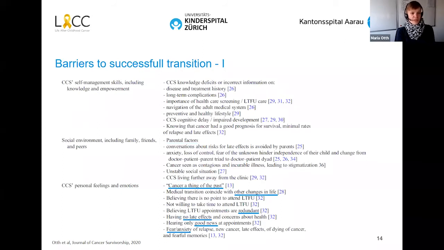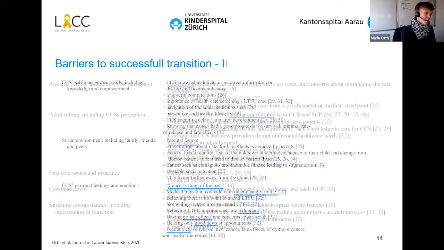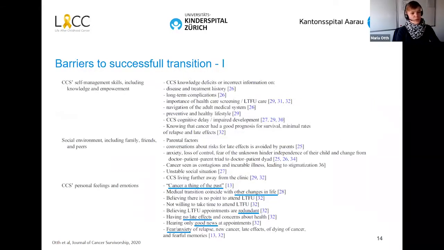Looking at survivors' feelings, some said that for them cancer is something of the past, and that's also perceived as a barrier. Quite often, transition also coincides with other challenging changes in life, such as a change in school situation or starting to work, and then maybe the long-term follow-up visits are not so important anymore. But lastly, I think it's also important to mention the fear of potentially having a relapse, a new cancer, or late effects, which can for sure also hinder survivors from going to the visits after the transition.